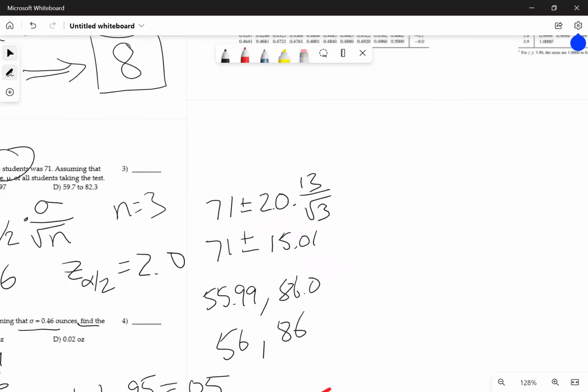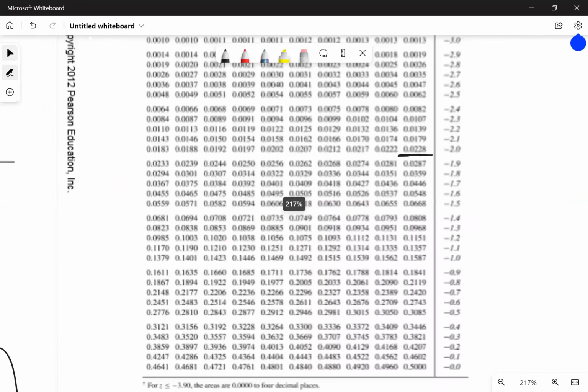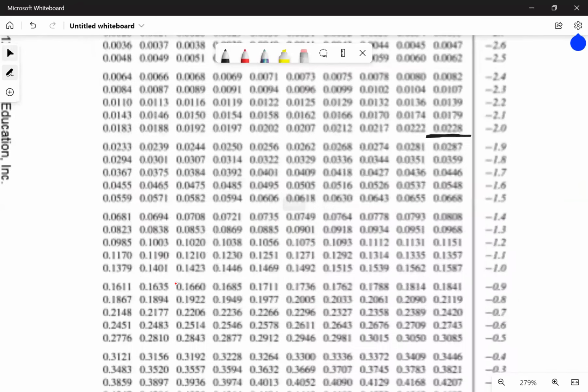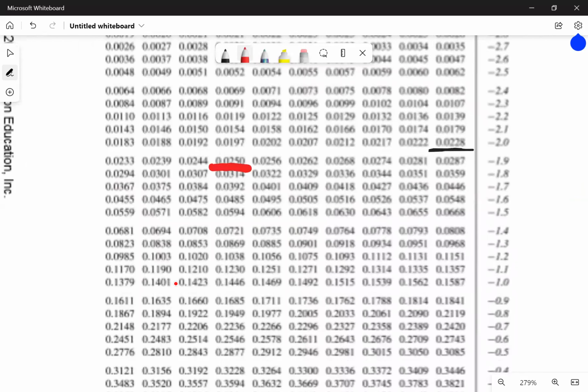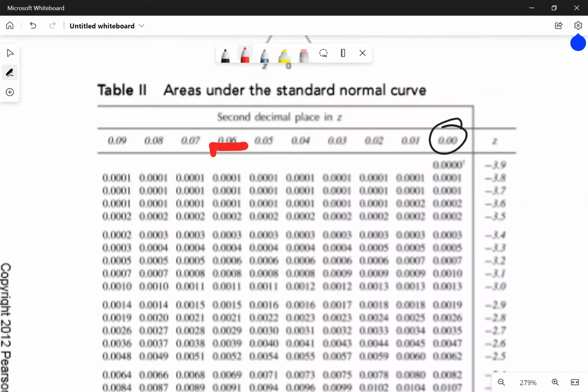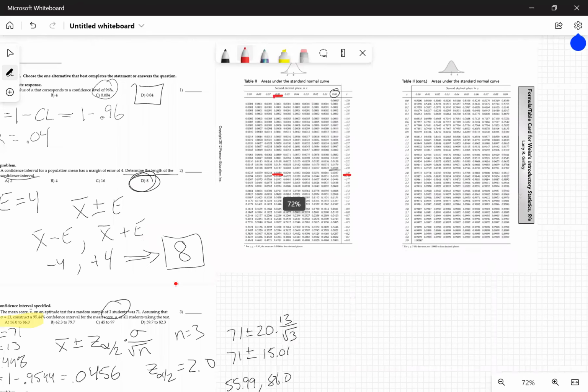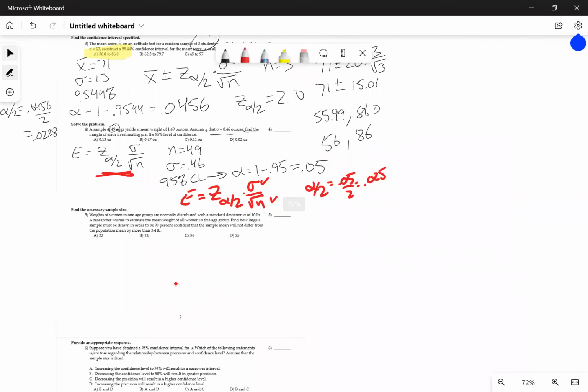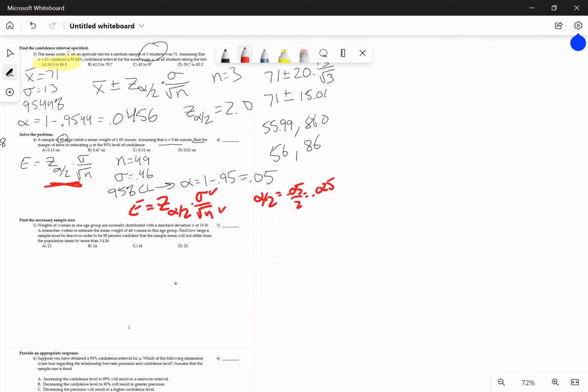So I'm going to come back to my chart and look for 0.025. We've used this before. And we see right here, I got 0.025. That is negative 1.96. So negative 1.96 is my Z of alpha over 2. So my Z of alpha over 2, which is my Z of 0.025, is 1.96.